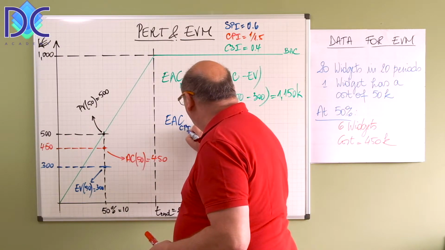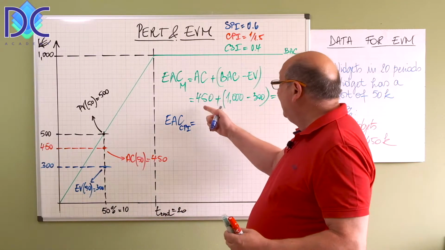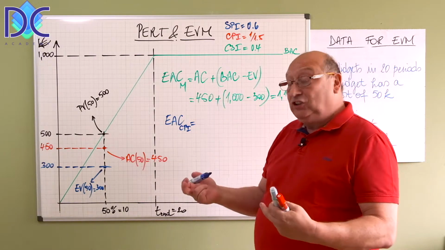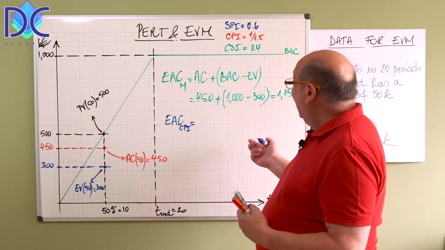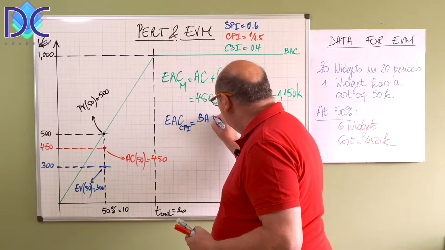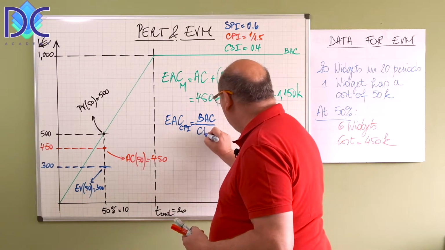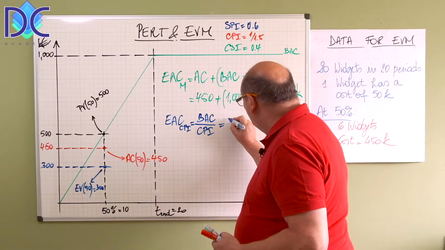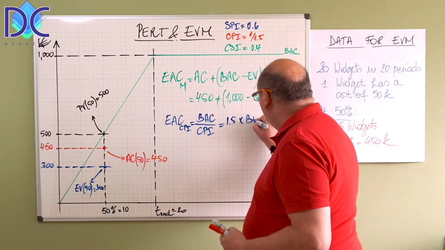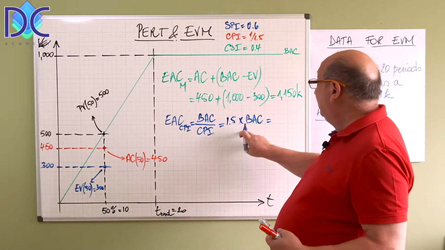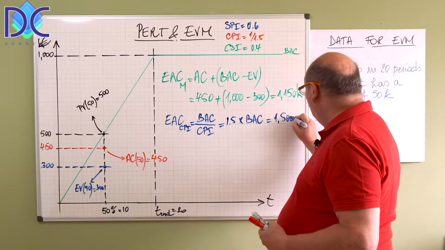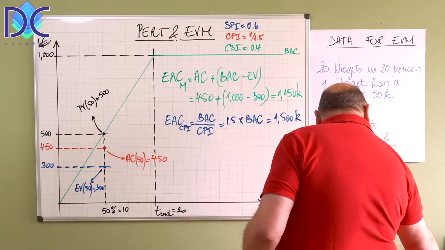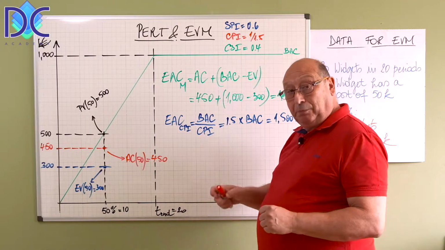Now for the probable estimate, we use the CPI. And there are two formulas. We can say we have the actual cost and the remaining part is going at the same efficiency, the same CPI. So we can use that. Or we can say we have the BAC divided by the CPI. And in our case, the CPI is 1 divided by 1.5. So it's 1.5 times the budget at completion, which gives us 1.5 times 1 million. It's 1,500,000 or 1,500K.